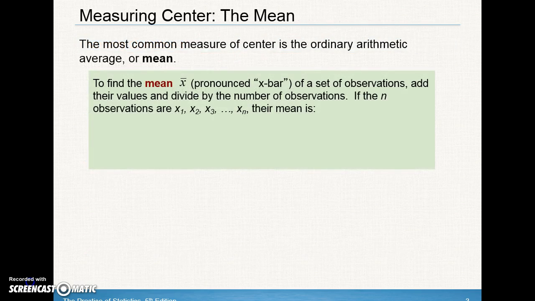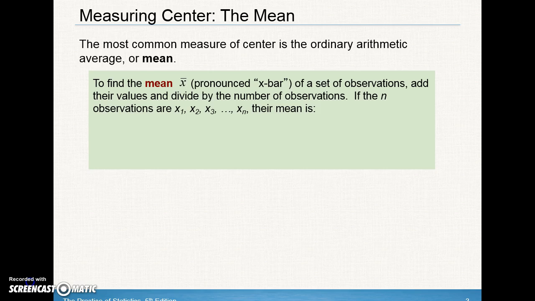We're going to start with the mean. The mean is the most common measure of center, and we also can call the mean the average. You've been doing means and averages since sometime in elementary school, so I'm sure you're all familiar with how to find an average. Notice the symbolism X bar is used to indicate the mean of a set of observations. In the next slide you'll see that's a sample set of observations where we add the values together and divide by the number of observations.